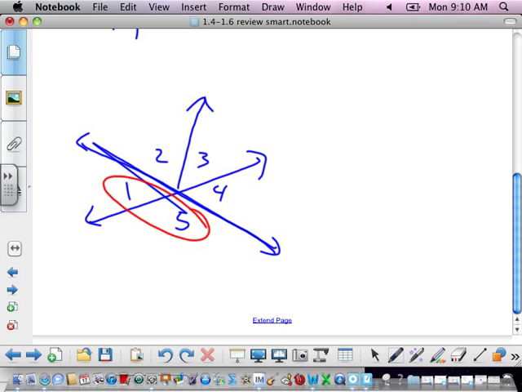Can somebody tell me a vertical angle? Derek. 1 and 4 are vertical angles. Vertical angles have to look like an X. See how it makes an X? Those are our vertical angles. Okay. Which do you want to do, 8A or B?